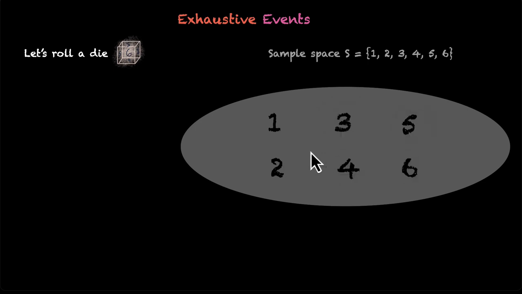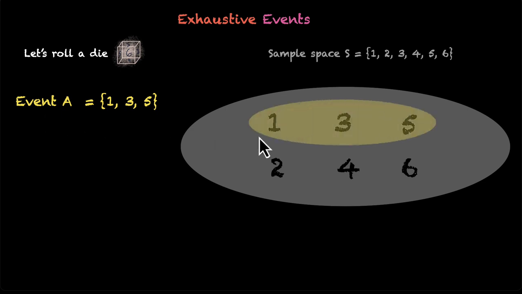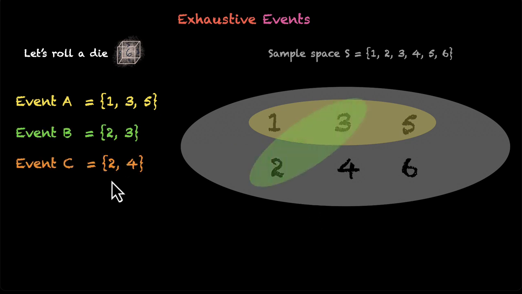Okay. Now let's get some events. I'm going to write down 4 events here. Let's say our event A is 1, 3, and 5. So whenever one of these occur, event A has occurred. And if you want to plot event A, this is what we get, 1, 3, and 5. Then we have event B, which is 2 and 3. Event C is 2 and 4. And event D is 5 and 6.